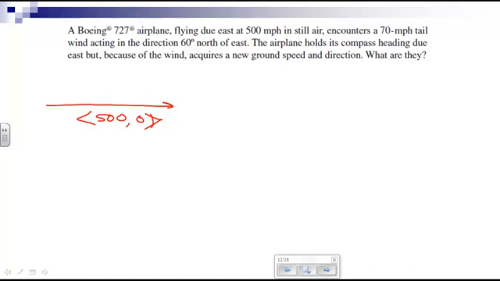Sorry, 60 degrees north of east. 60 degrees north of east.